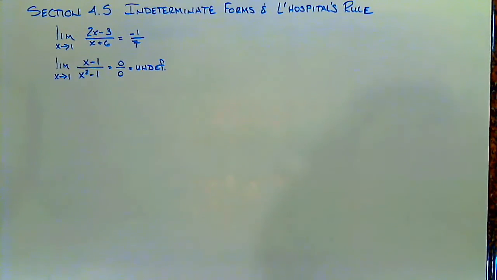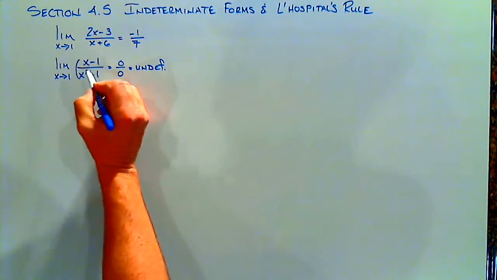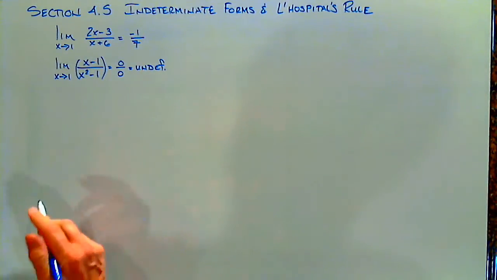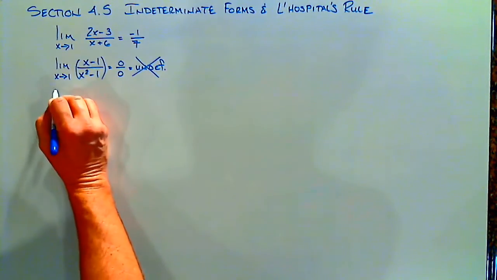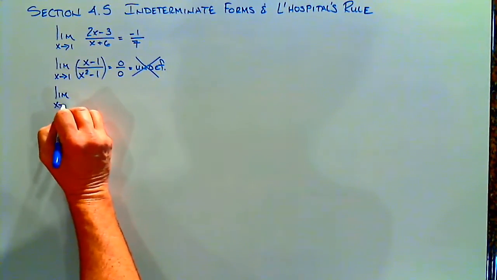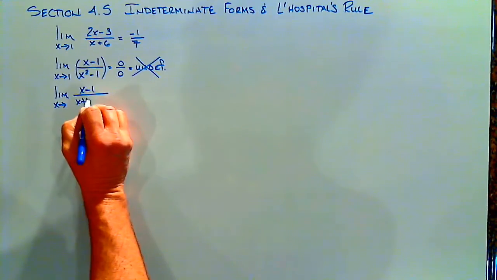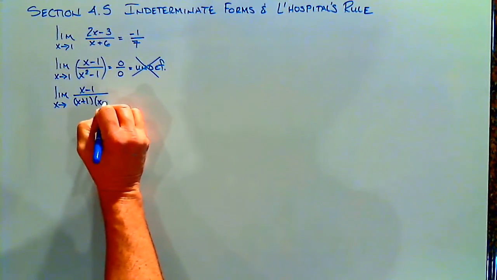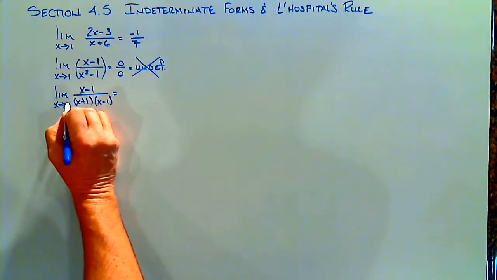But if we did write that down, then our midterm grade wasn't what we were hoping it would be by the time we got our midterm back, because the answer to this problem is not undefined. If we look at this function, x minus 1 over x squared minus 1, and we factor the denominator, using the difference of two squares, we end up with x minus 1 divided by x plus 1 times x minus 1.